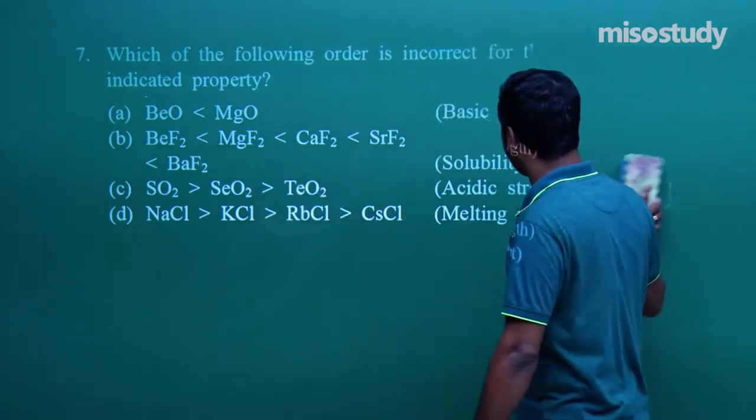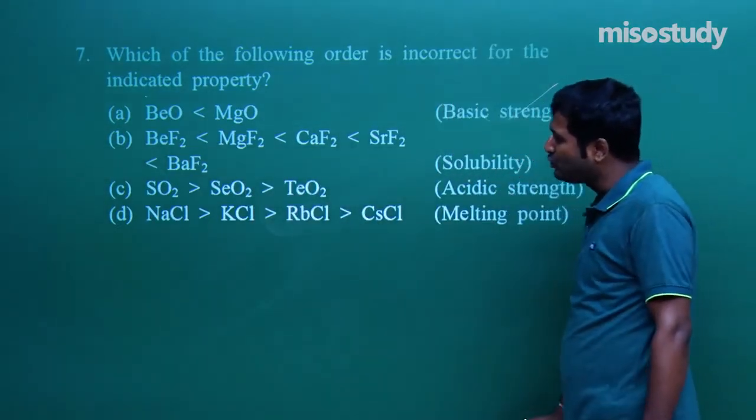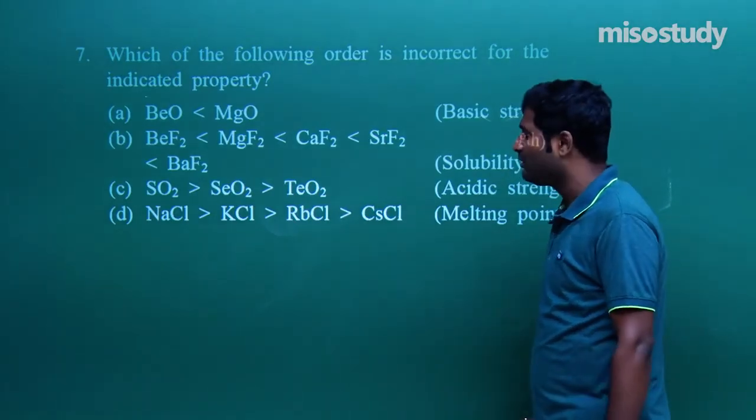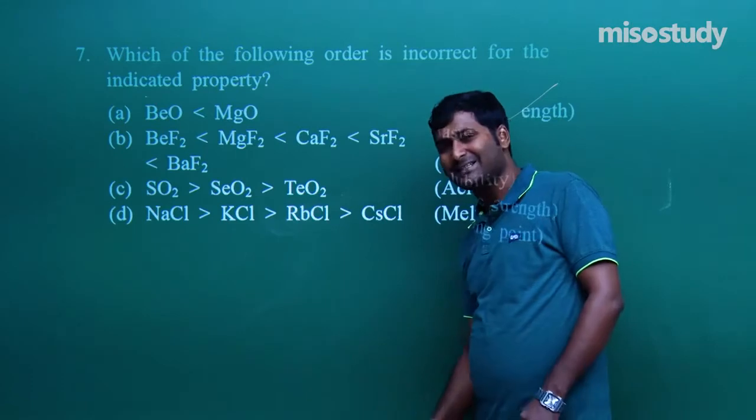Now check out the third one. That is SO2, SeO2 and TeO2. This is not in your class 11 syllabus.